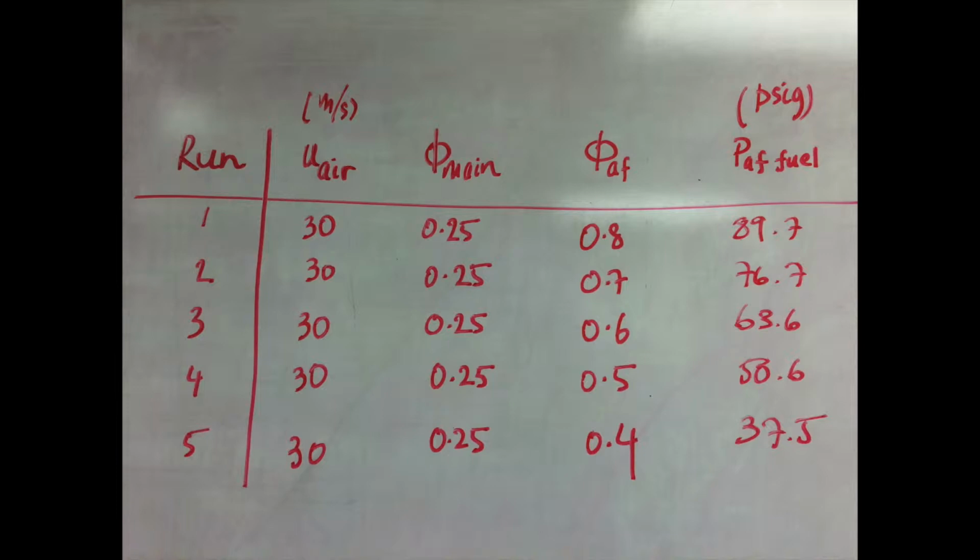For this particular experiment, we will be keeping the velocity of the air being entered into the system at 30 meters per second constant. We will keep the equivalence ratio of the main combustor at 0.25 constant. We will change the equivalence ratio of the afterburner from 0.8 down to 0.4 in each of runs 1 through 5. And as you can see on the right of this chart, we have calculated the amount of fuel we're going to have to enter into the afterburner to accomplish these equivalence ratios.